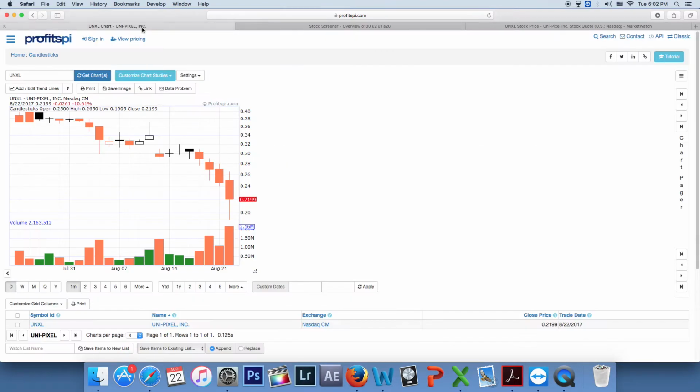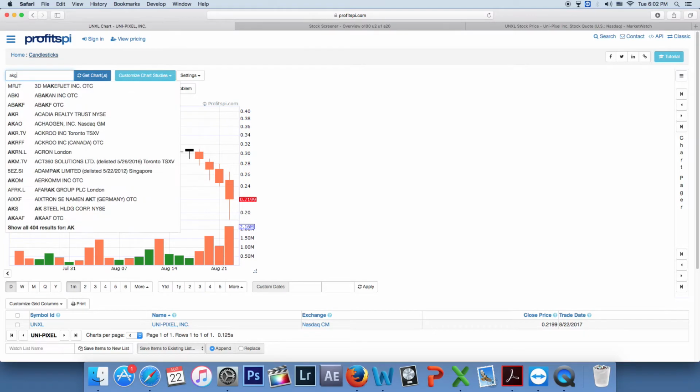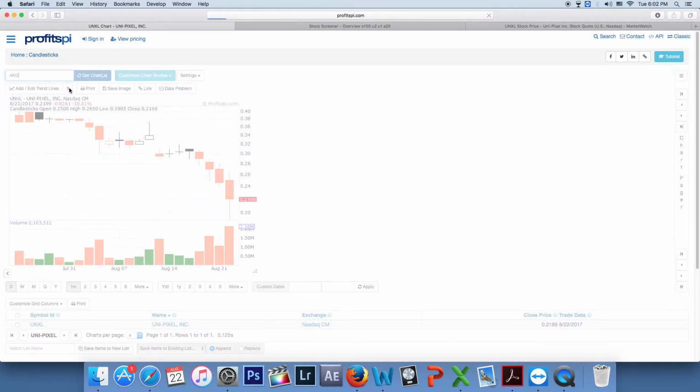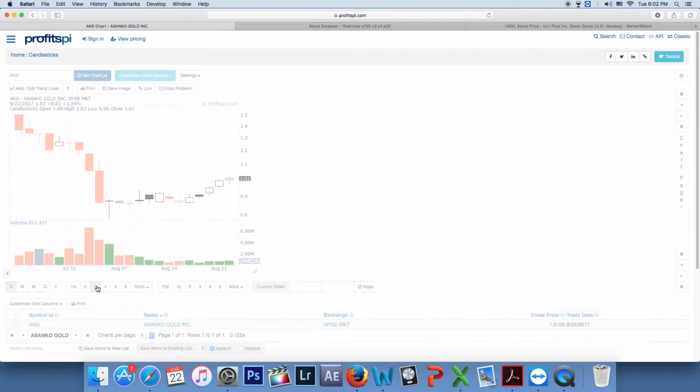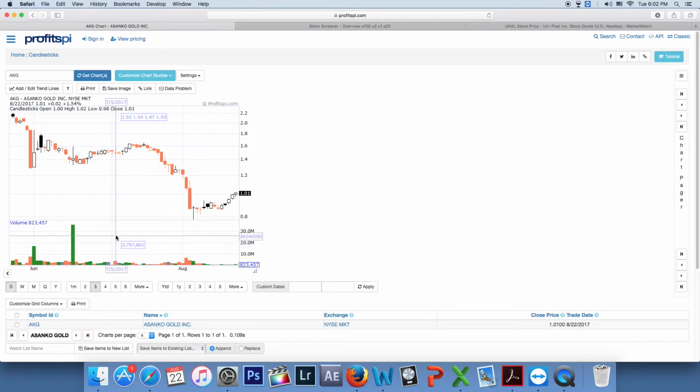AKG. Especially if you know how to short stocks. Okay, AKG. See this pattern here. This is a 1 month chart. Let's see a 3 month to see where the change happened.